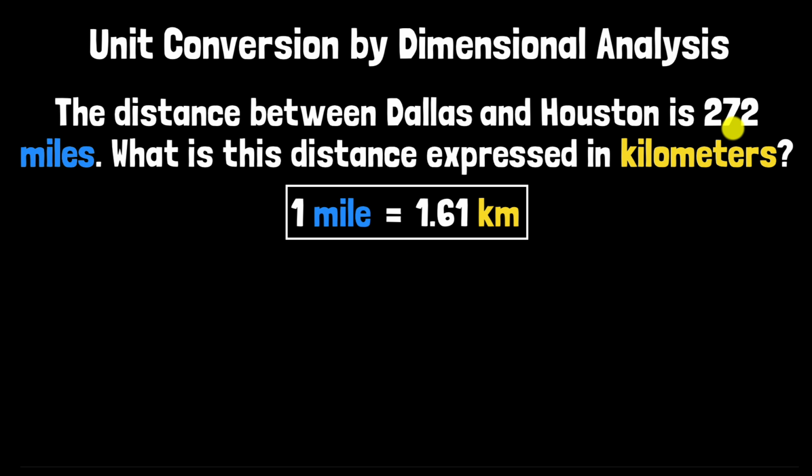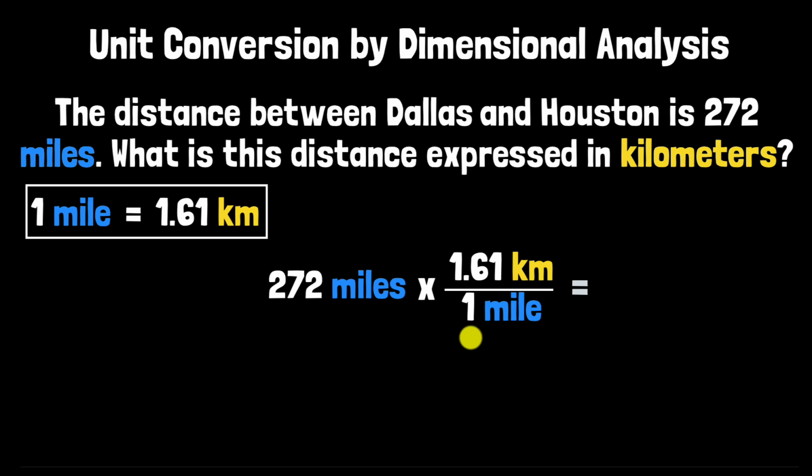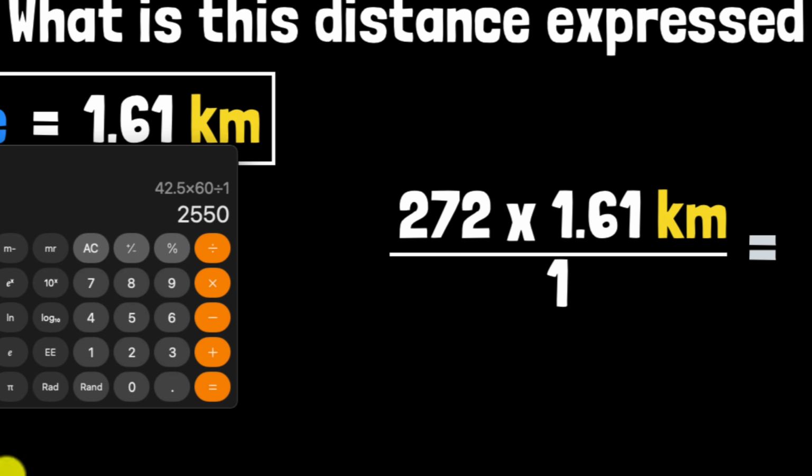So the first step is we write down what's given to us, 272 miles, multiply this with the conversion factor, and by now we know that our conversion factor should have miles in the denominator to cancel this, and kilometers in the numerator, so I end up with kilometers. So I put this in the numerator, this in the denominator to create my conversion factor, 1.61 kilometers divided by 1 mile, and we can now cancel the miles and plug this in our calculator. 272 times 1.61 divided by 1.